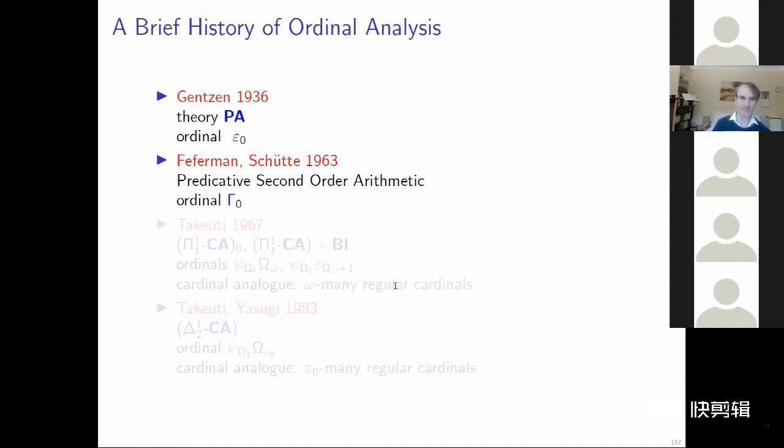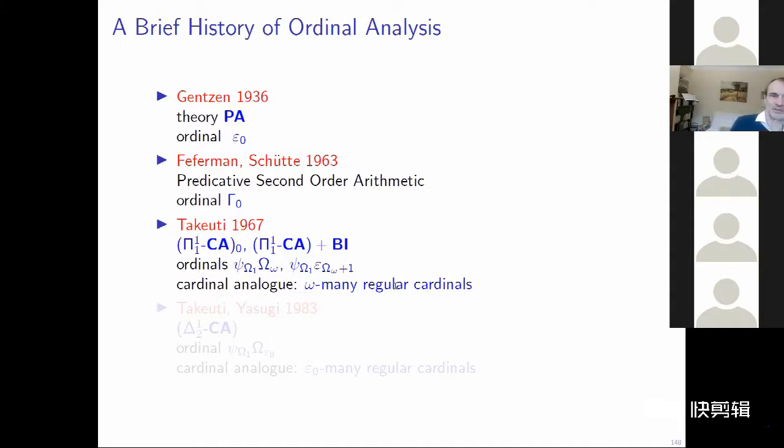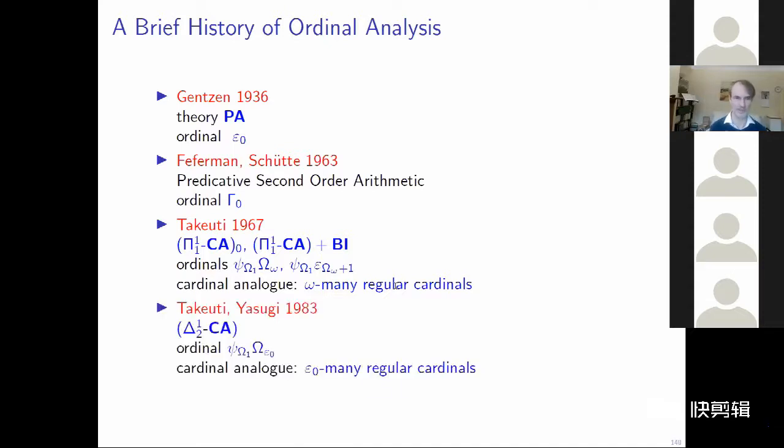And then a very big step was done by Takeuti. So he managed to get ordinal analyses of several systems. One of them is Pi-1-1 comprehension, and even stronger ones, also Delta-1-2 comprehension. So this is the Delta-1-2 comprehension. That's beyond the realm that's usually considered by people in reverse mathematics.